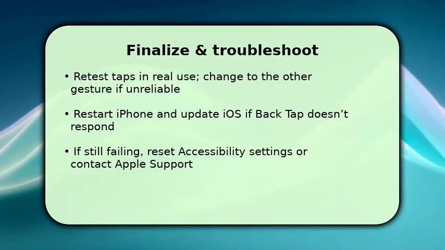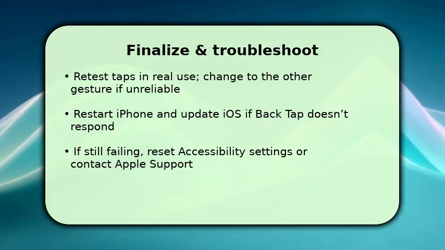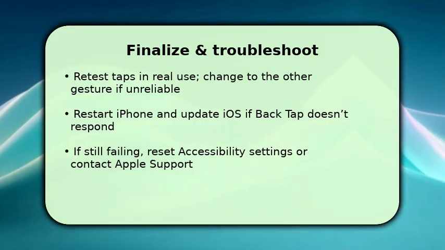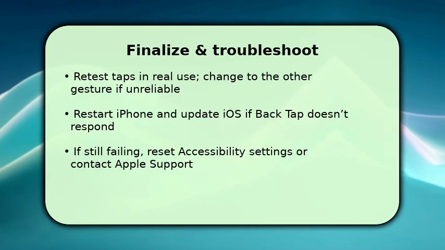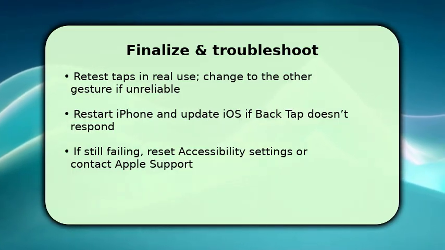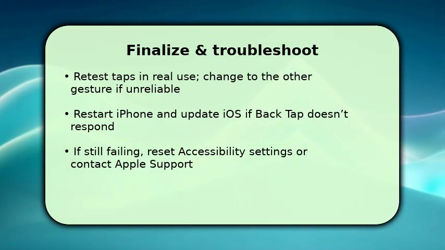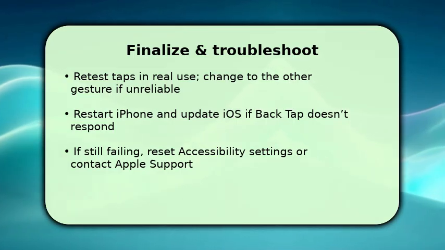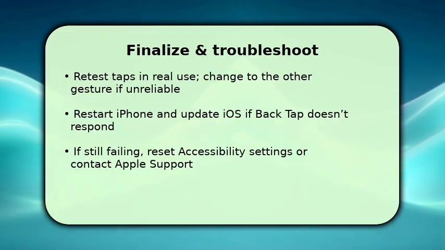If taps stop responding, restart the iPhone and confirm you're on the latest iOS. Software bugs are often fixed by updates. As a last resort, reset accessibility settings or reach out to Apple support. This single troubleshooting tip usually resolves persistent detection or configuration issues.